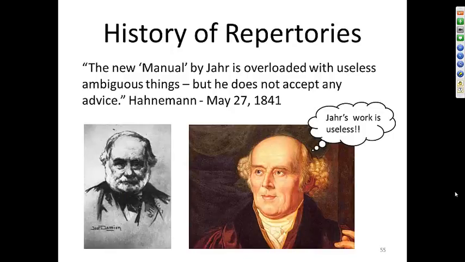So this new manual of Jahr becomes very loaded with problems. And by 1841, Hahnemann writes that the new manual by Jahr is overloaded with useless, ambiguous things, but he does not accept any advice. Now remember, this is the repertory that's going to go on to become the repertory of Edmund Jennings Lee, Constantine Lippe, and eventually James Tyler Kent. And Kent is going to be the foundation repertory for all the future contemporary repertories. So right at its inception, there are these fundamental issues in this original repertory.